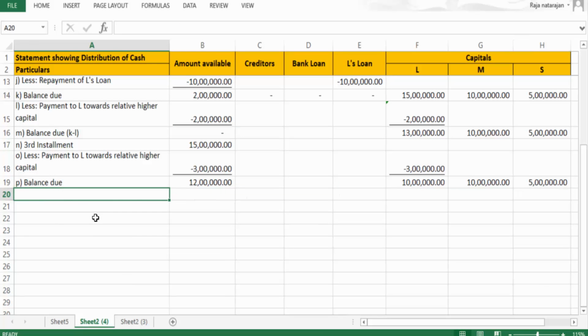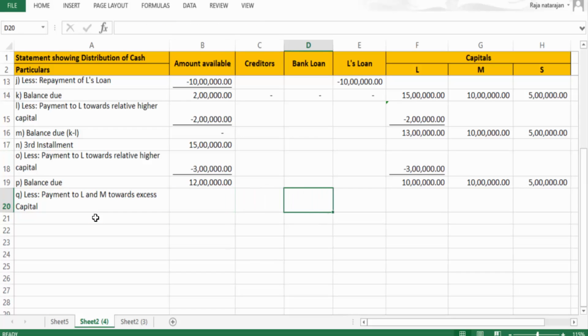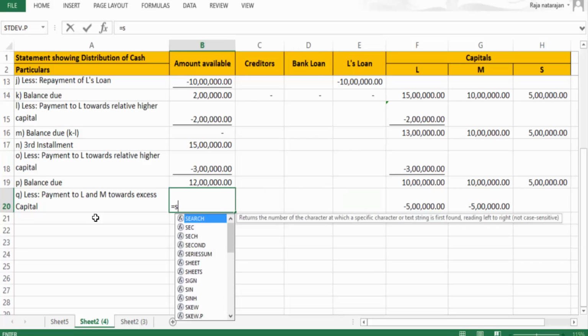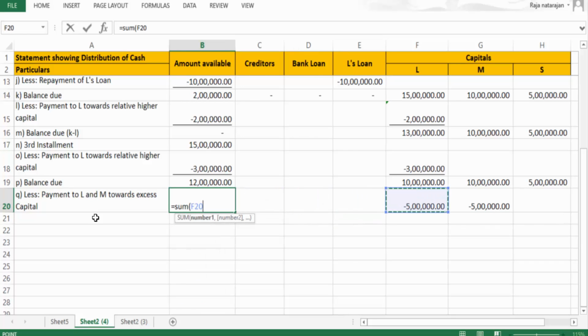So let's do that. I'll call it as item Q, less payment to L and M towards excess capital. Okay, and how much are we going to pay? Here it's going to be 5 lakhs and here it's going to be 5 lakhs. So it's basically this 5 and 5, this 10 lakh is getting paid.